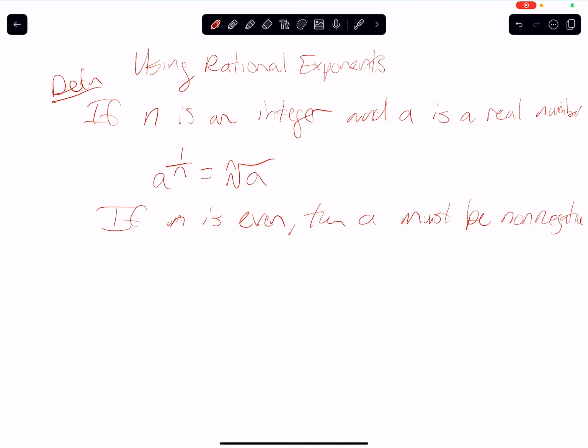Also, we can have rational exponents with numerators greater than 1. In these cases, the exponent can be a fraction, and it must be a fraction in lowest terms. So we raise the base, a, to the power, and then take the nth root. The numerator tells us the power, and the denominator tells us the root.